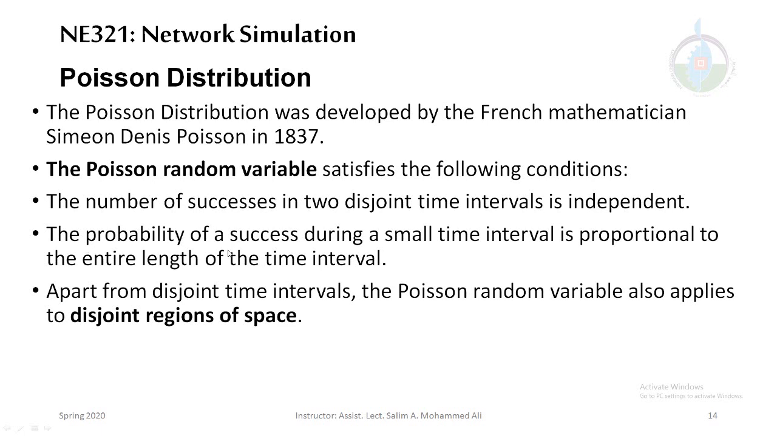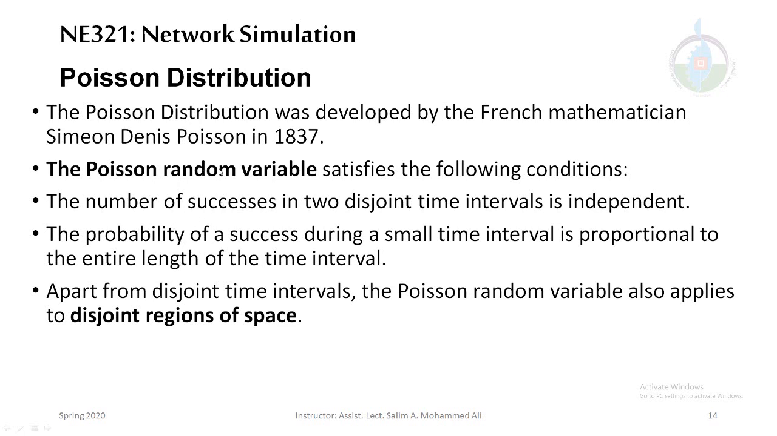It means that if today is sunny, it doesn't mean that tomorrow will be sunny as well. Okay. The probability of a success during a small time interval is proportional to the entire length of the time interval. For example, if you find the probability for a week interval, it can be proportional to the entire month or entire year. Okay, this is the second condition of Poisson.